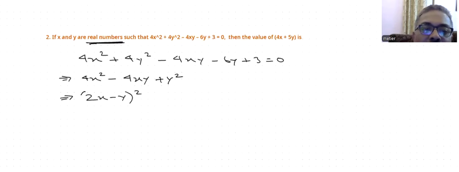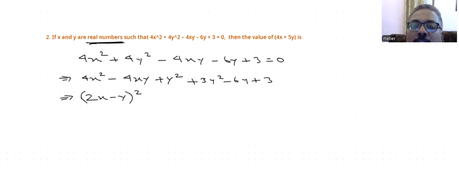So obviously the other part also you can write in perfect square form, and already the data will be well set in such problems. Y square we have taken, the rest of our part is 3y square minus 6y plus 3 equals 0. From this part, if you take 3 common, it will be coming as y square minus 2y plus 1, means (y minus 1) whole square.